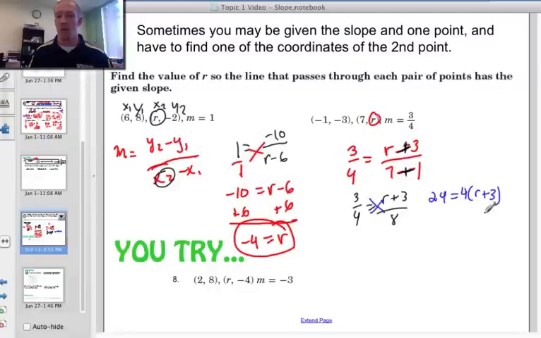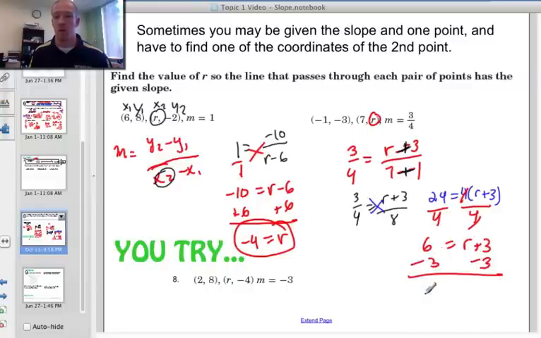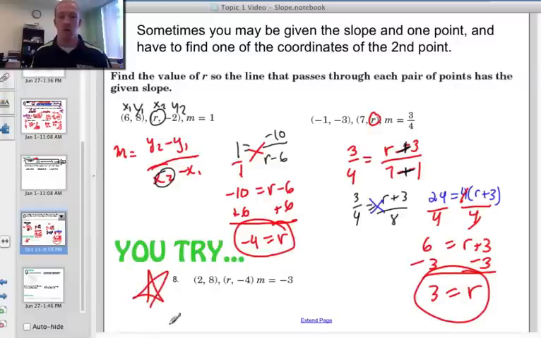The easier trick here is just to divide both sides by 4, and we get 6 equals, because that cancels, 24 over 4 is 6, equals r plus 3, minus 3, and we get r, my bad, we get 3 equals r. Alright, so you have one problem like that to try as well.